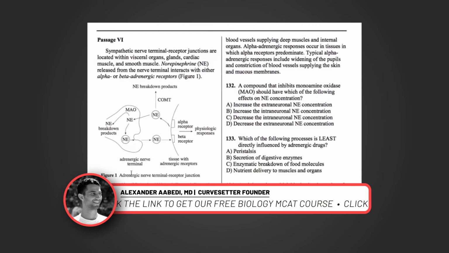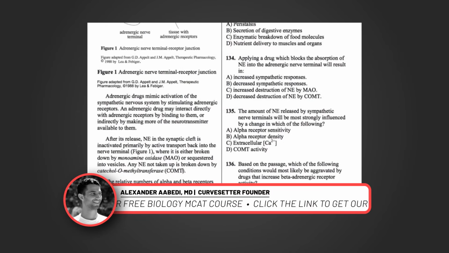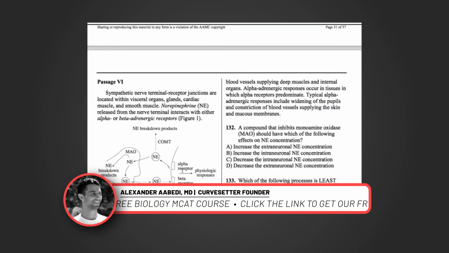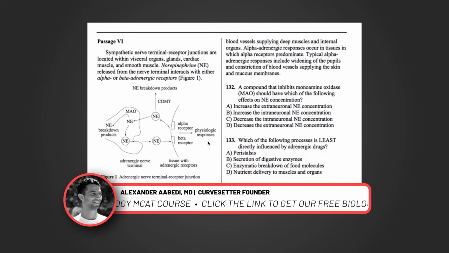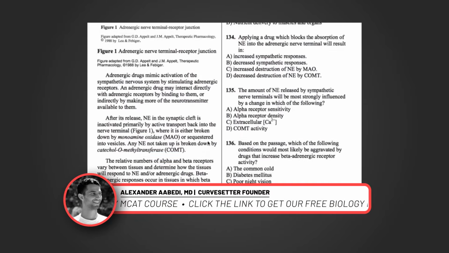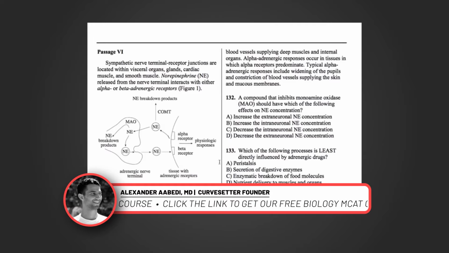Alpha adrenergic responses occur in tissues in which alpha receptors predominate. Typical alpha adrenergic responses include widening of the pupils and constriction of the blood vessels supplying the skin and mucous membranes. Okay, so it looks like basically the sympathetic responses are split between these alpha expressing tissues and these beta expressing tissues, okay? I'm sorry, I meant tissues. Okay, so that makes sense, right?